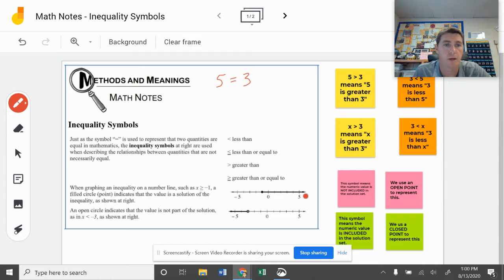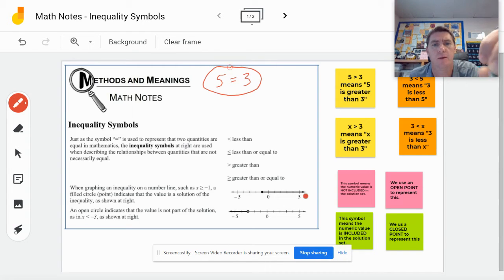Hello there. We're going to talk about the inequality symbols. And we're going to start with this odd statement right here. 5 equals 3. Now we know for a fact that 5 does not equal 3. That is false, right? Because 5 is not the same as 3. I'd much rather have $5 than $3. Okay, so we have to have some way of comparing 5 and 3.